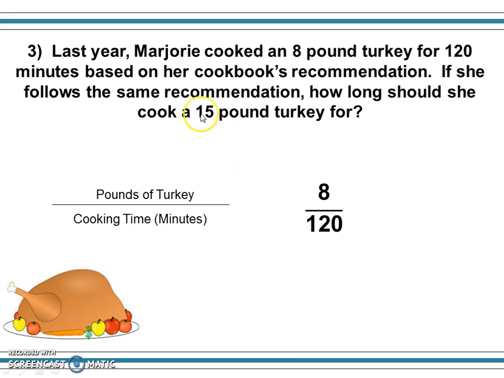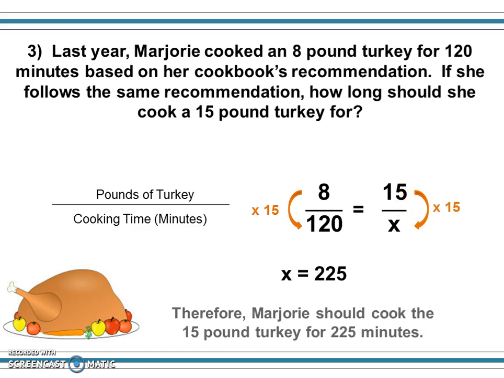Okay, so I've got a 15-pound turkey, so that's my numerator. So I need an equivalent ratio where the numerator is 15, and I'm trying to figure out what that bottom number is going to be. This time I don't really have a great relationship between 8 and 15, but I do know a good relationship between 8 and 120. I know 8 times 15 is 120, so I'm going to do the same thing on the other side. 15 times 15 is going to give me 225 minutes. So Marjorie should cook that 15-pound turkey for 225 minutes.